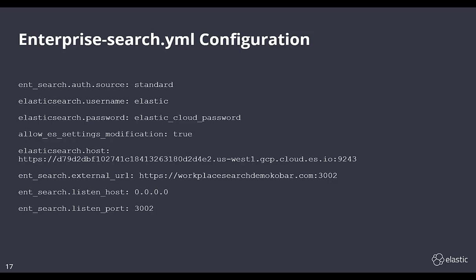I wanted to be able to be accessible externally, not just localhost. So I went ahead and set up a certificate for SSL and TLS communication. I set up this host with a host name of workplace-search.democobar.com. And of course, the Workplace Search service is going to be over port 3002. And for the enterprise search listen host, the IP address, I just said all interfaces, which is 0.0.0.0, and the listening port, which is 3002.